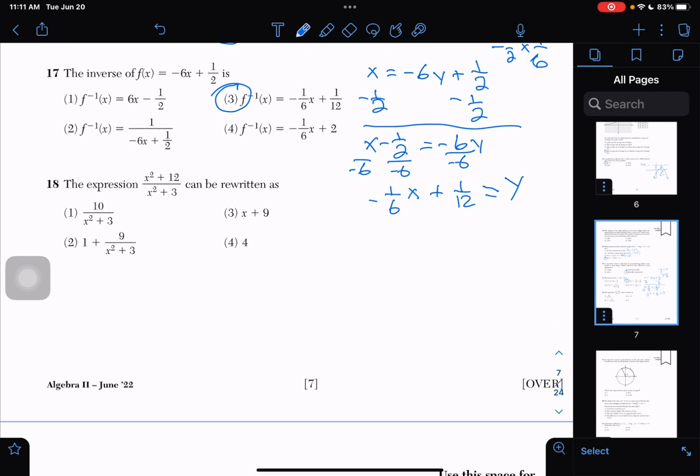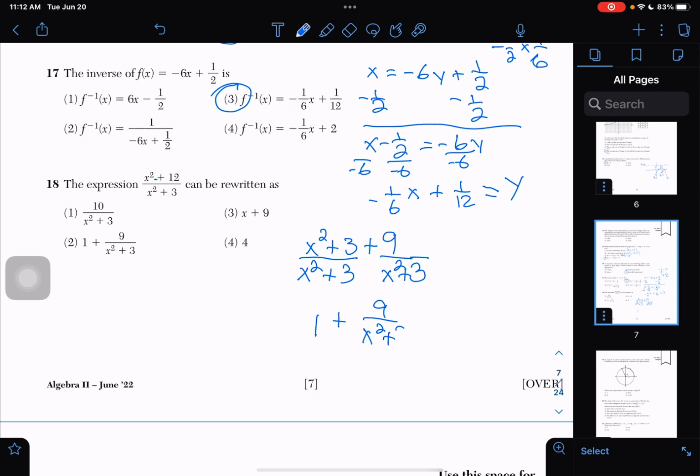This one here, we have to break this x plus 2 in the numerator into x squared plus 3 plus 9, right? You have every right to do that, because if you add it together, you combine those terms, it gets us back to the original equation. So then we can divide this by x squared plus 3, and this by x squared plus 3 because of the distributive property. So this is going to become 1 plus 9 over x squared plus 3, which is choice number 2.